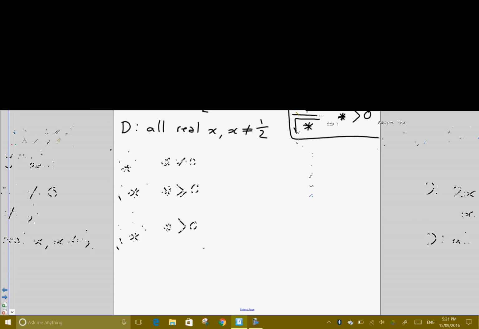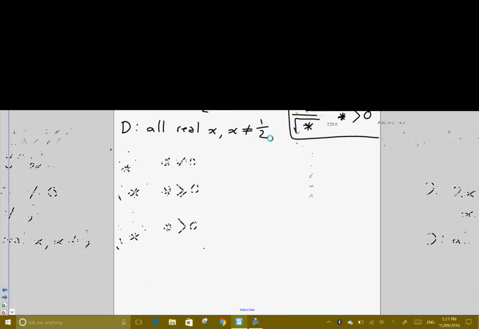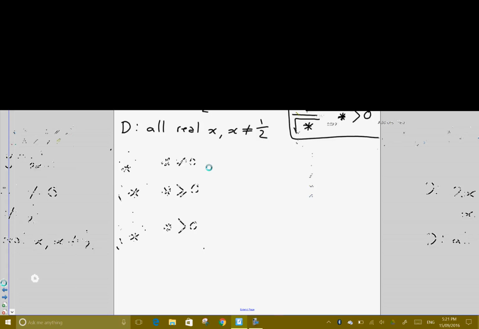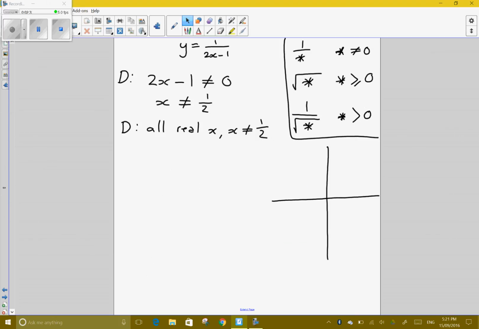That's the mathy side of things. Range is different. The range is really best done when you graph that function. So if I graph that function, I know that x cannot be a half.